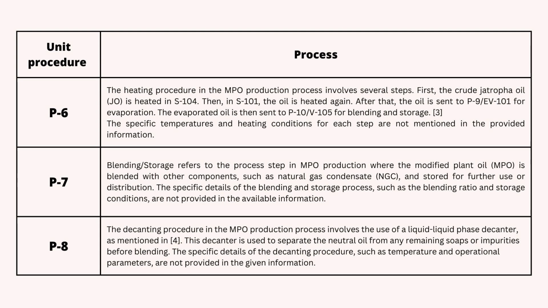Next, for P7, blending and storage refer to the process step in MPO production where the modified plant oil is blended with other components such as natural gas condensate and stored for further use or distribution. For P8, the decanting procedure in MPO production process involves the use of a liquid phase decanter. This decanter is used to separate the neutral oil from any remaining soap or impurity before blending.